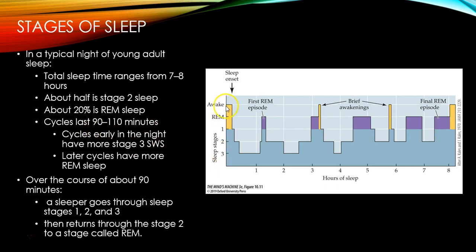And you go through, starting at awake, stage 1, stage 2, stage 3, stage 2, and up to REM, and then down back to stage 2, stage 3, stage 2, and up to REM. You've got some brief awakenings every now and then, again back down to stage 1, stage 2, stage 3, stage 2, and up to REM. And you can see you cycle through these stages, and each cycle takes about 90 minutes.